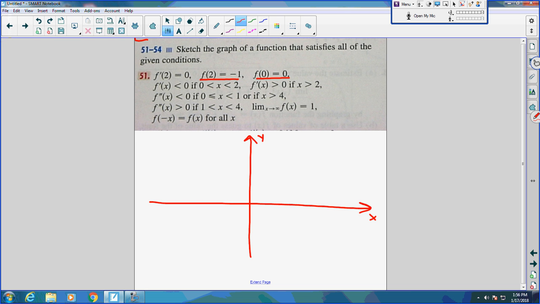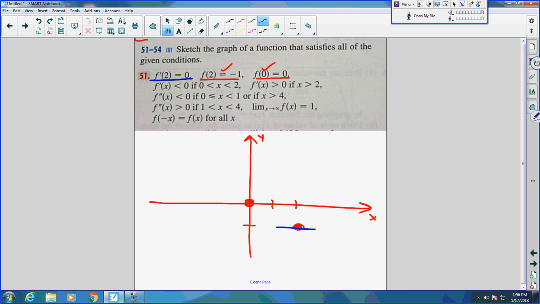I might have to erase and fix some things, but (0, 0) is easy, and (2, -1) is pretty easy. So there are those two points. And if this is my class, my test, those are 5 points each. So check, check, done. I'll do this in blue. f prime of 2 equals 0. Guys, that means there's a horizontal tangent. The blue line is not the graph. The blue line is the graph of the tangent line at that point.